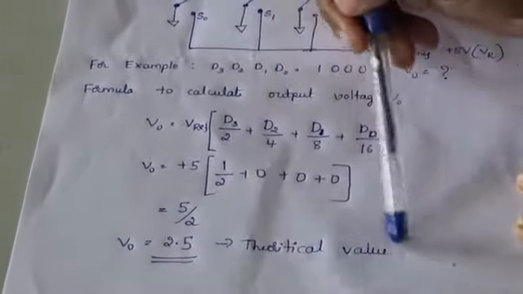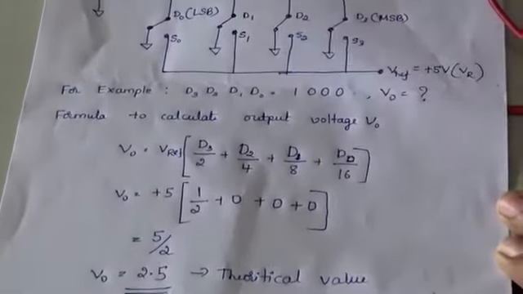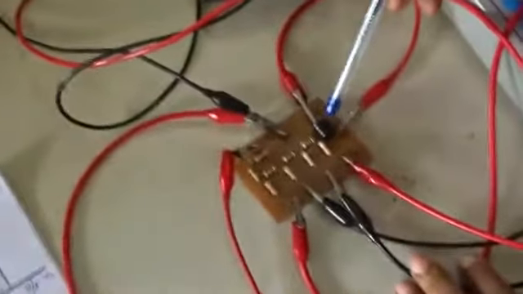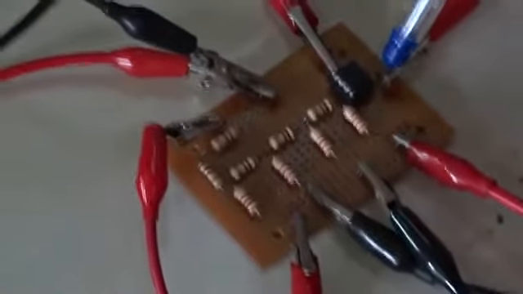So this is a theoretical value for the input given 1000. So we are going to see the circuit connections now. You can see here in this circuit board, this is an 8-pin op-amp, to which this is plus 12 volt, and here it is minus 12 that is provided, and this is the output terminal.